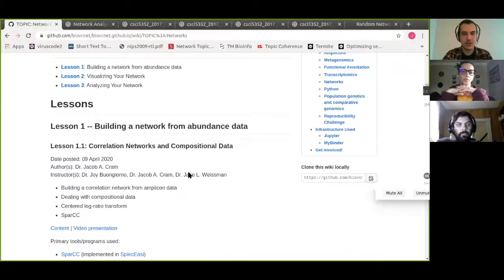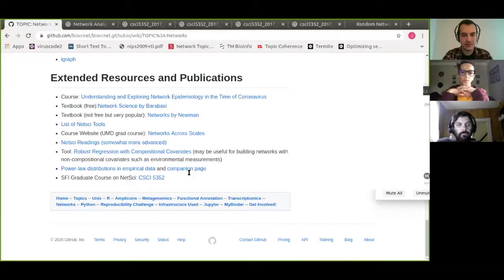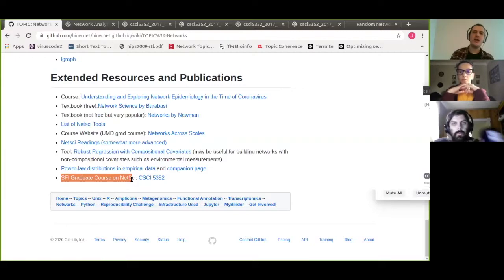If you go to the network science wiki page on BVCN, you scroll all the way down to the bottom. There's this SFI graduate course on NetSci. The Santa Fe Institute is a big complexity science institute. They have some great coursework that's online and free. If you look at their Complexity Explorer, they'll teach you all about complexity science, of which network science is a part. They also have summer graduate courses that are really fun, and I highly recommend them.